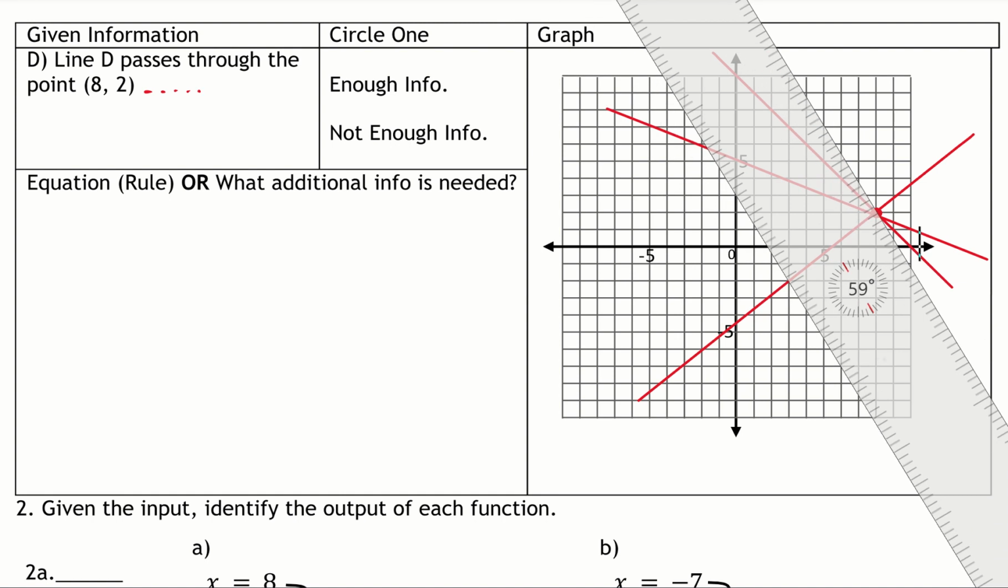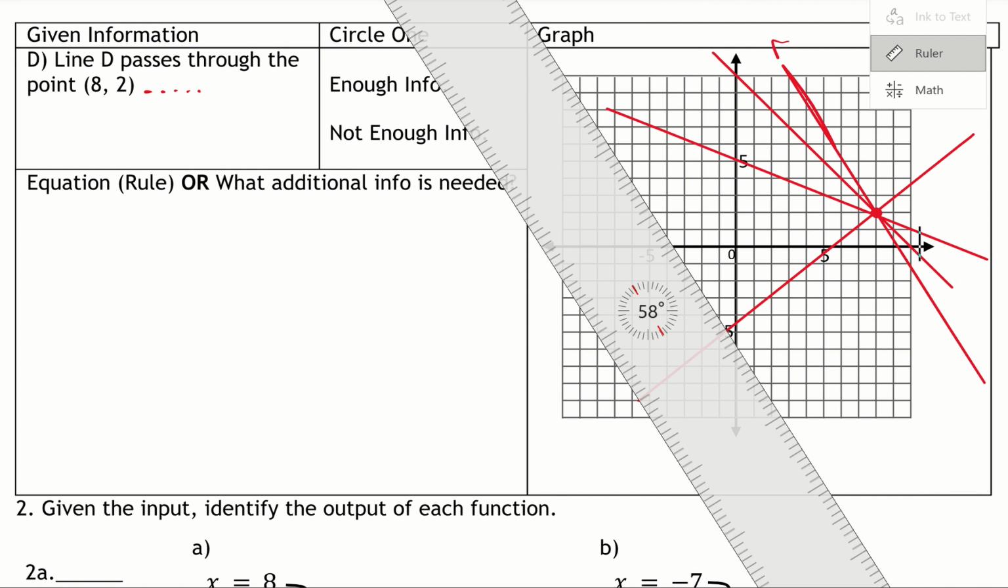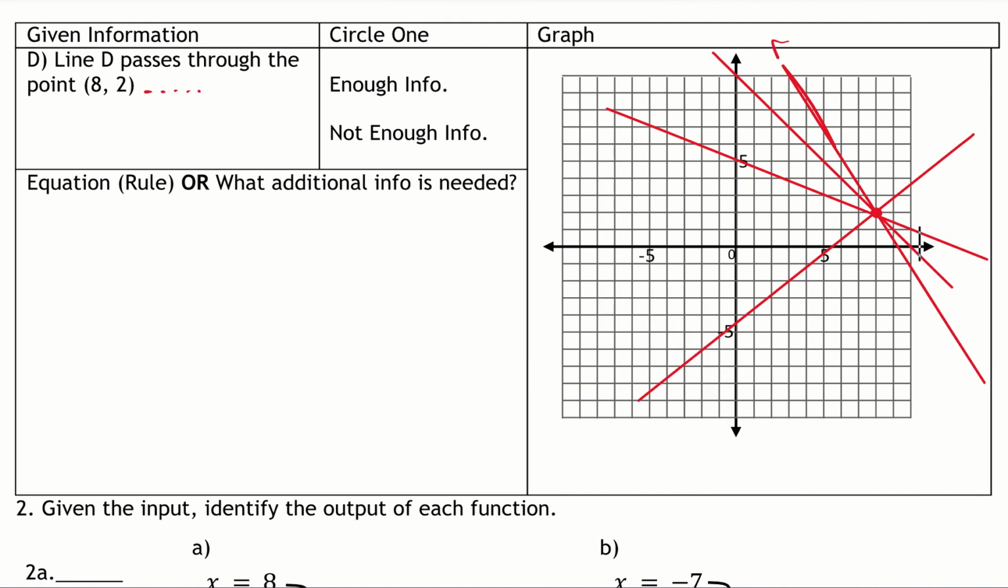So it doesn't make any sense to say that I can tell you what the equation of the line is, because which line are you talking about? They're all lines that go through that point 8, 2. So there is not enough information here to determine a unique line, and I would not write a rule for it. However, it says what additional information is needed.